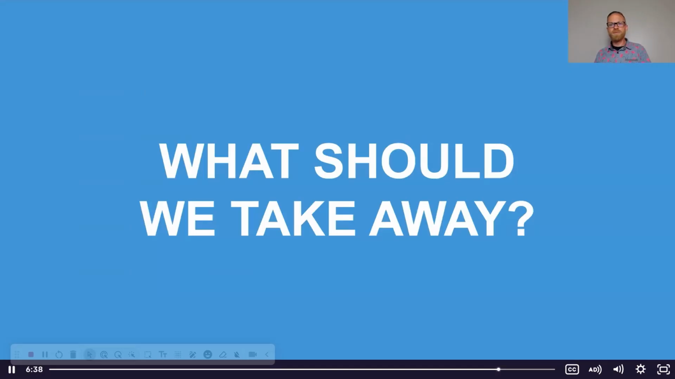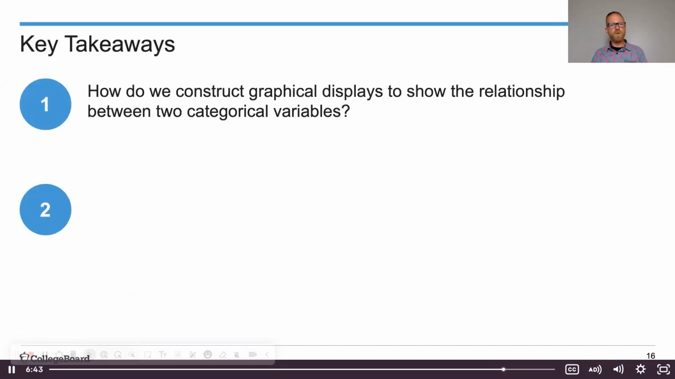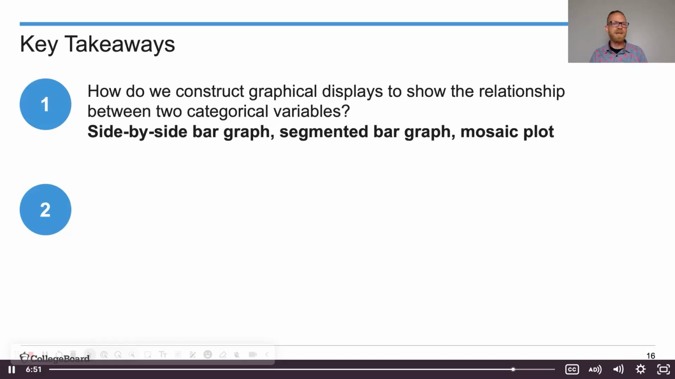So what should we take away from this video? Well, let's go back to the two questions from the beginning. Number one, how do we construct graphical displays to show the relationship between two categorical variables? And we decided we have some choices here. We can make a side-by-side bar graph. Then we could stack all of those bars on top of each other to make a segmented bar graph. And then we can vary the widths of those bars using a mosaic plot.